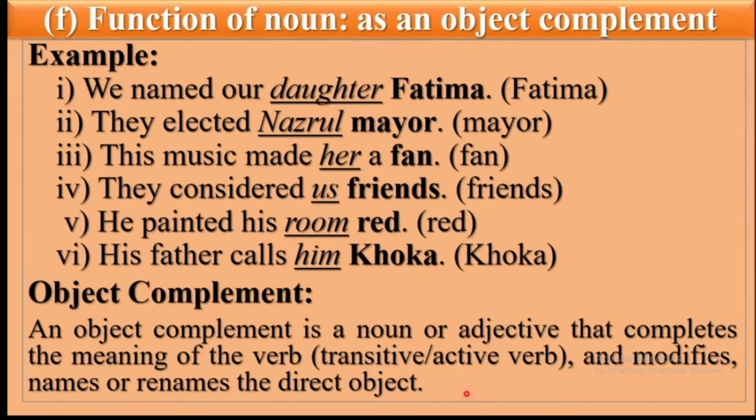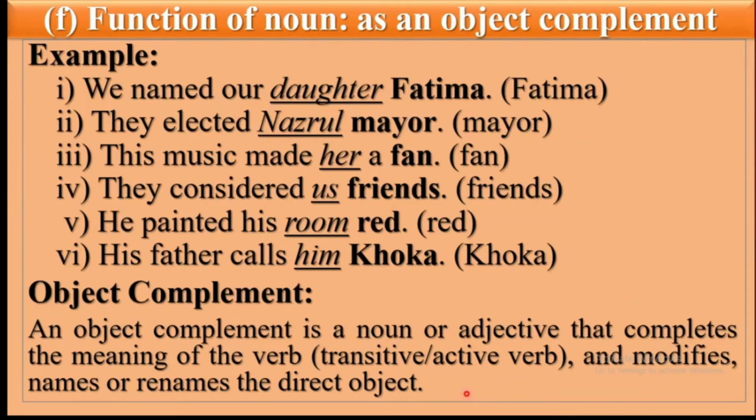This music made her a fan. In this sentence, her is the object and a fan describes it. The fourth sentence, they considered us friends. In this sentence, us is the object and friends are modifying or renaming the object us. He painted his room red. In this sentence, room is the object and red is modifying the room or giving information about the room.